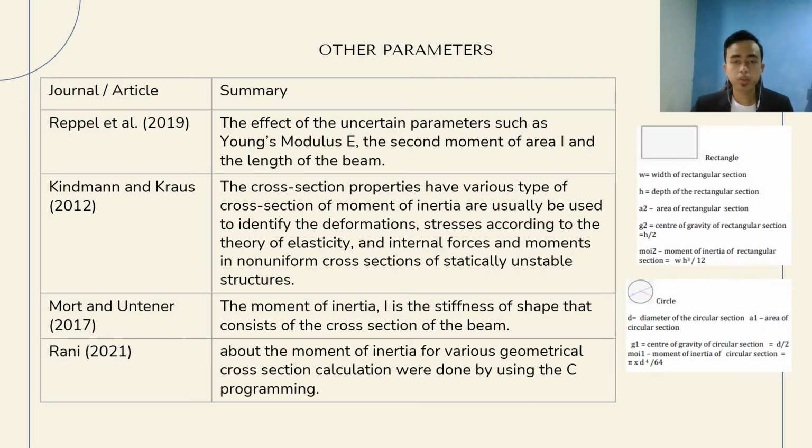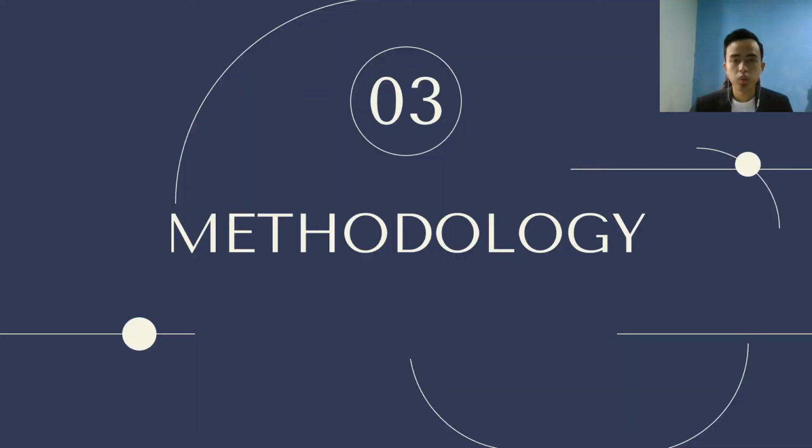For other parameters related to the beam deflection, Ripple and others analyzed the effect of the uncertain parameters on the deflection of beams. Kidman and Cross analyzed the effect of the cross-section properties to identify deformation, stresses, internal forces, and others. Mott and Internet state that the moment of inertia is the stiffness of the shape that consists of the cross-section of the beam. Lastly, Rani made a calculation of the moment of inertia for various cross-sections by using C programming. Next, we will move to the methodology of the project.